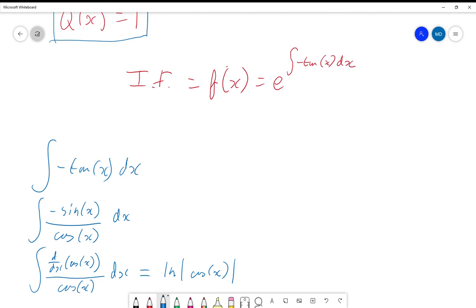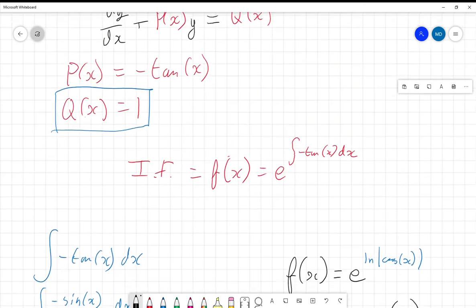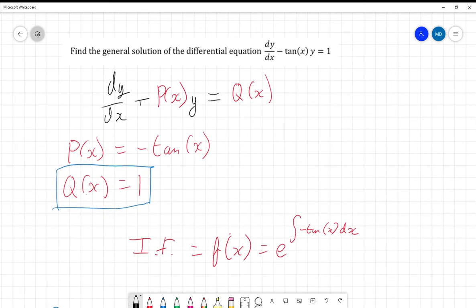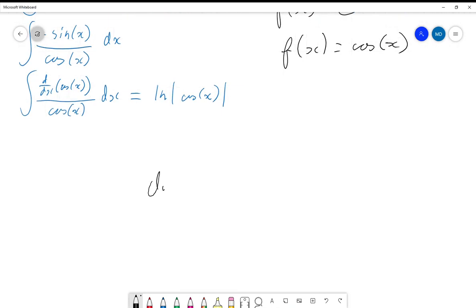Okay, so now we can put that in, and we get f of x is going to be equal to e to the power of, and the integral worked out to be the natural log of the cosine of x, which tells me that my f of x is just simply cosine x. And that's my integrating factor. So I can plug in my integrating factor, multiply everything by it, and I'm going to get dy by dx minus tan x y equal to 1, and I'm multiplying both sides by cosine x.